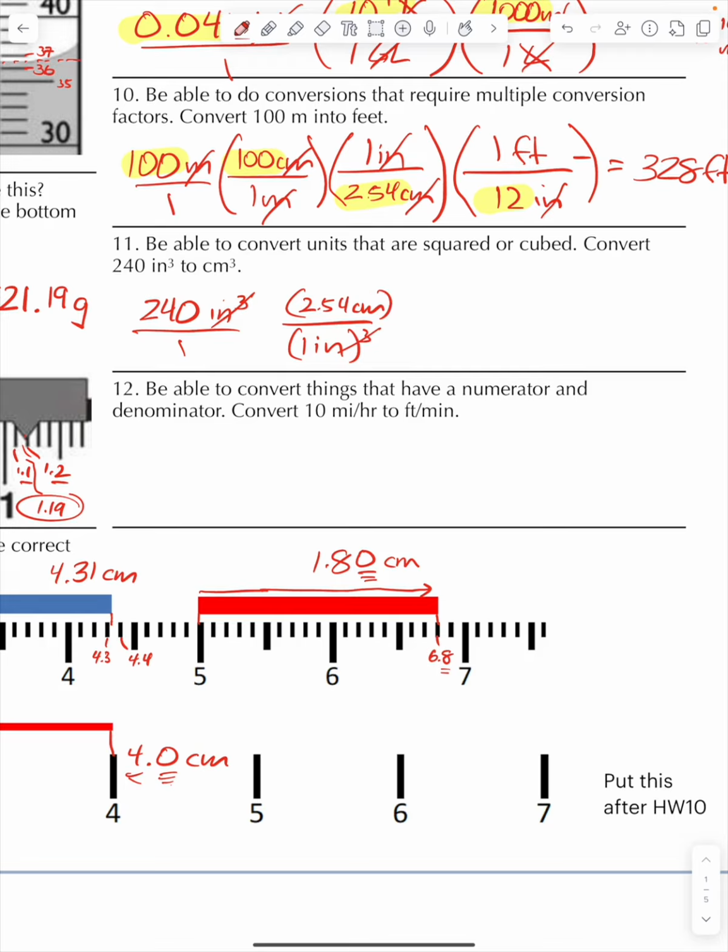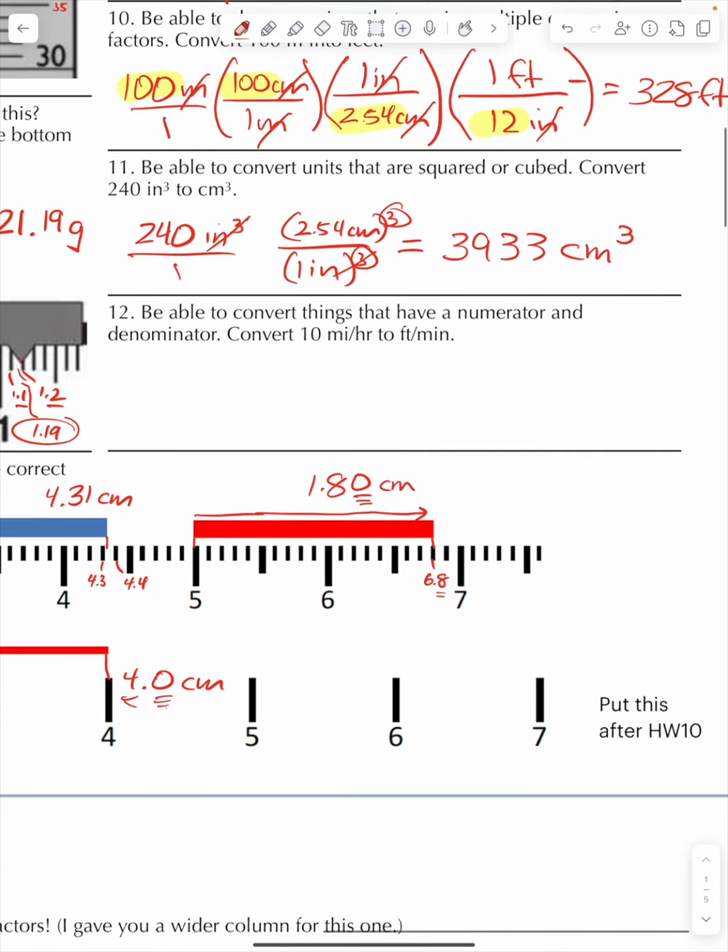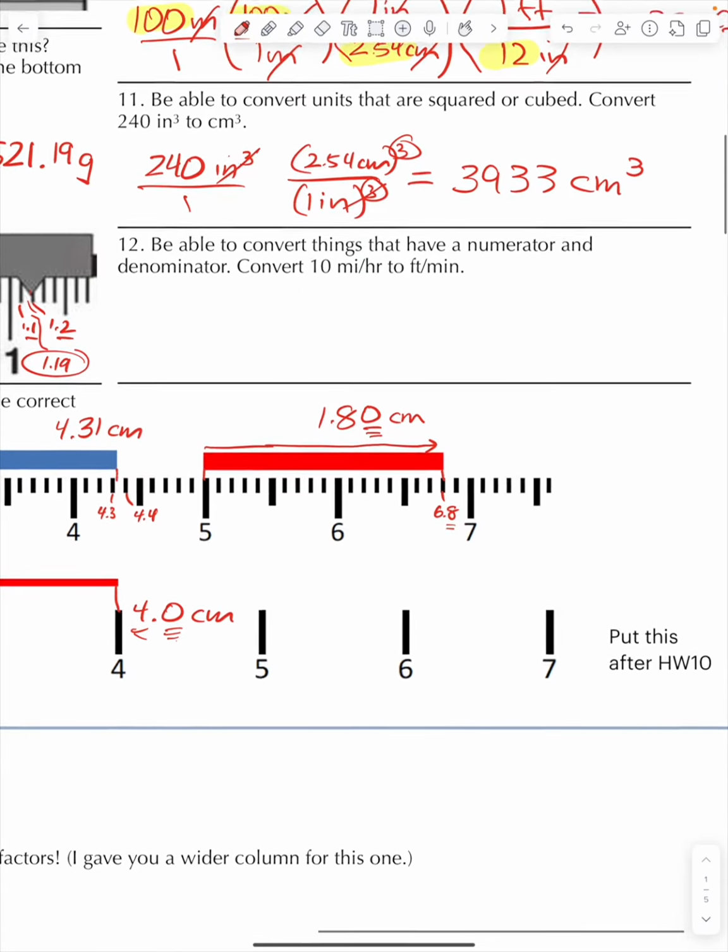But we also need to cube that. So that will allow us to get from inches cubed to centimeters cubed. So what you need to do is raise your conversion factors to the appropriate exponents. So when you do this on your calculator, you would type in 240 times 2.54 cubed. So don't forget the cubed. And then what you're going to get from this is 3,933 cubic centimeters. Okay, so know how to do that for your cubes or squared.